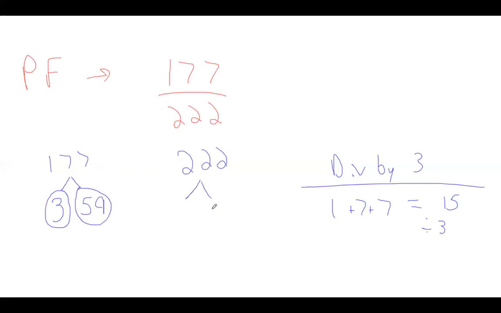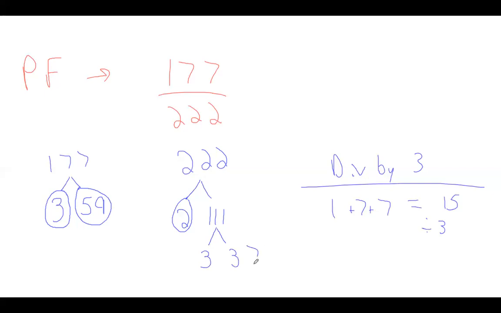What about 222? What's it divisible by? It's divisible by 2, right? Ends in 2. It's also divisible by 3. It's also divisible by 6 because it's even and divisible by 3. Let's just do 2. 222 divided by 2 is 111. 111 is divisible by 3 because the sum of the digits is 3, which is divisible by 3.